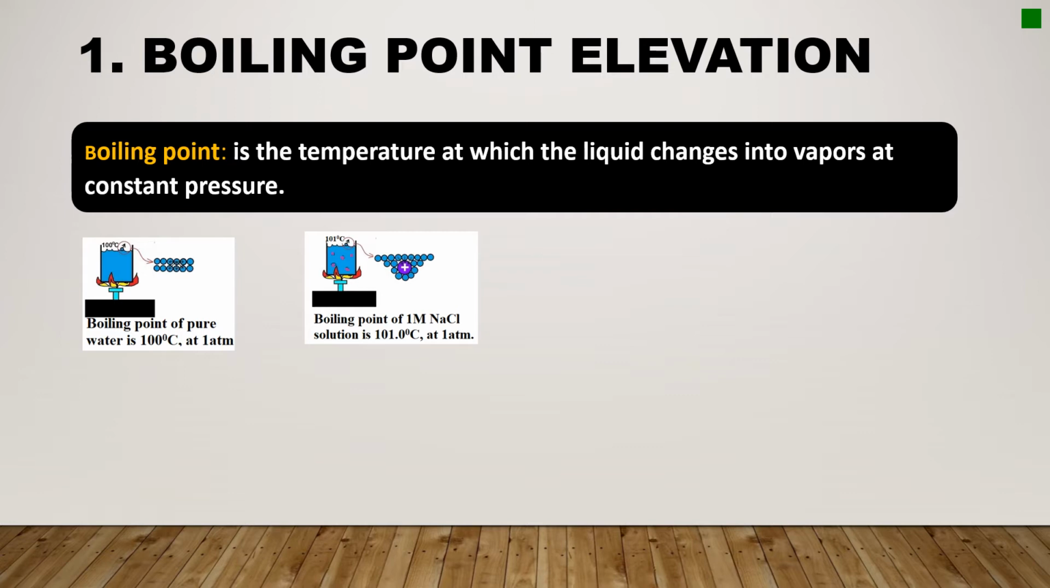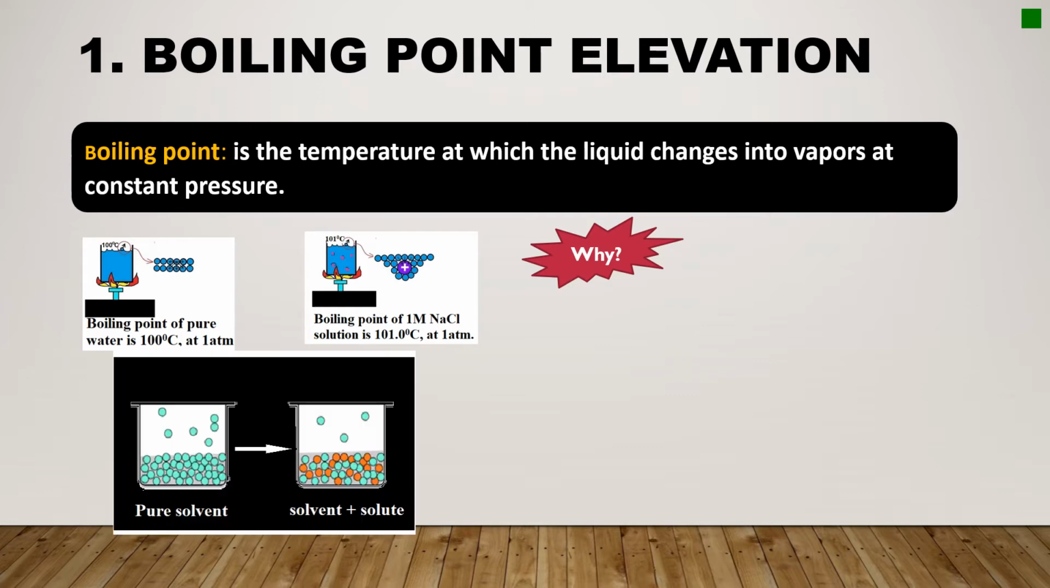So the boiling point of pure water is 100 degrees Celsius at 1 atmosphere. But when 1 mole of sodium chloride as a solute is added to 1 liter of water, we have 1 molar solution, and then the boiling point changes to 101 degrees Celsius. This is at 1 atmosphere. So as you can see, the boiling point has increased by 1 unit. Then we are asking ourselves, why? Why is this changing in this way?